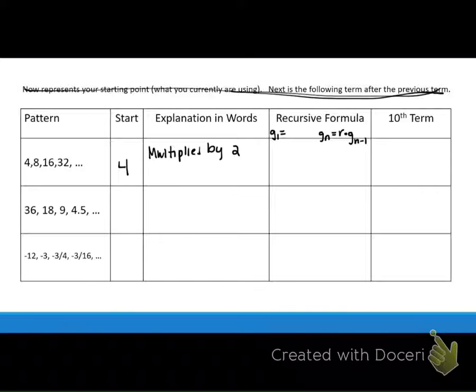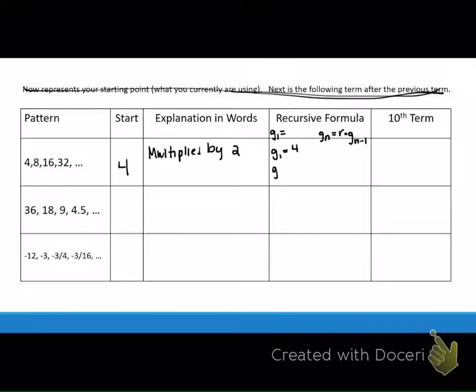Okay, so what does that look like then? What is my first term? 4. What is my common ratio? You're multiplying by 2 each time, so it is 2. So that is your recursive formula. Does that look familiar to you guys with the arithmetic stuff?